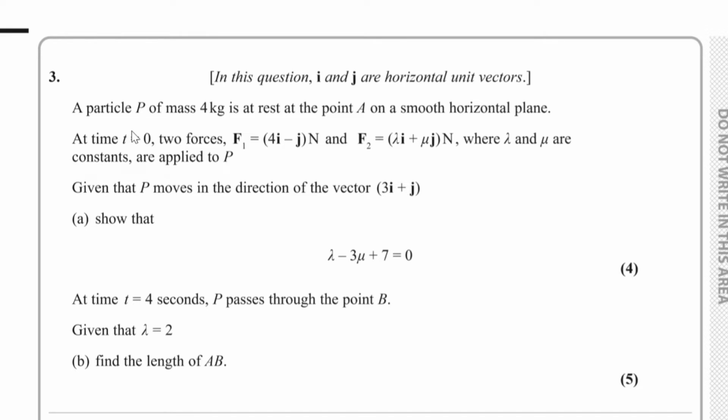Question number 3. A particle P of mass 4 kilograms is at rest at the point A on a smooth horizontal plane. At time t equals 0, two forces F1 equals 4i minus j newtons and F2 equals lambda i plus mu j newtons, where lambda and mu are constants, are applied to P. Given that P moves in the direction of the vector 3i plus j, we have to show that for part A, lambda minus 3 mu plus 7 equals 0.